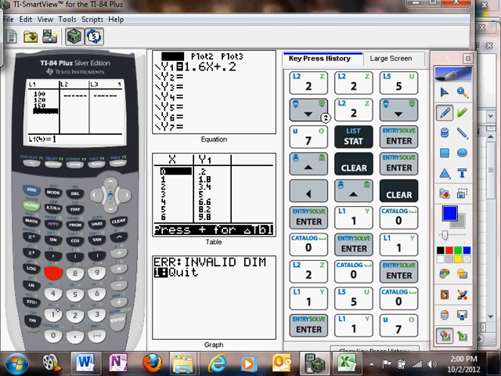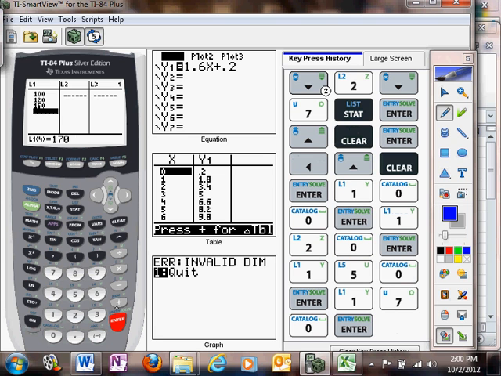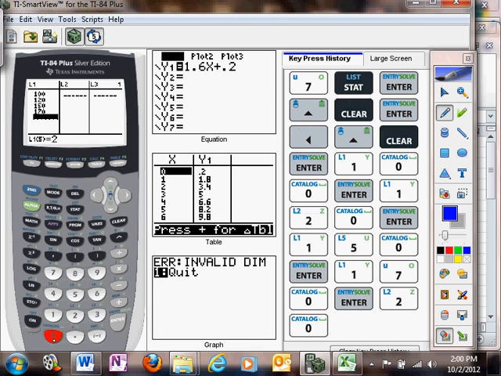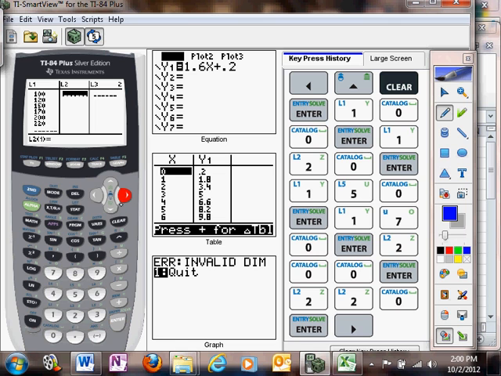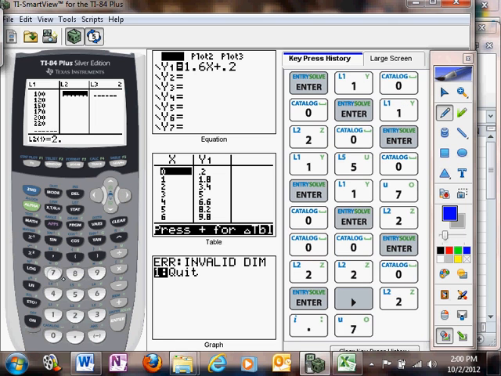And be very careful with this, because this is where a lot of errors occur, typing something in wrong or leaving something out. And then my y's. And it's very important that you put them in the ordered pairs that they're supposed to be in.